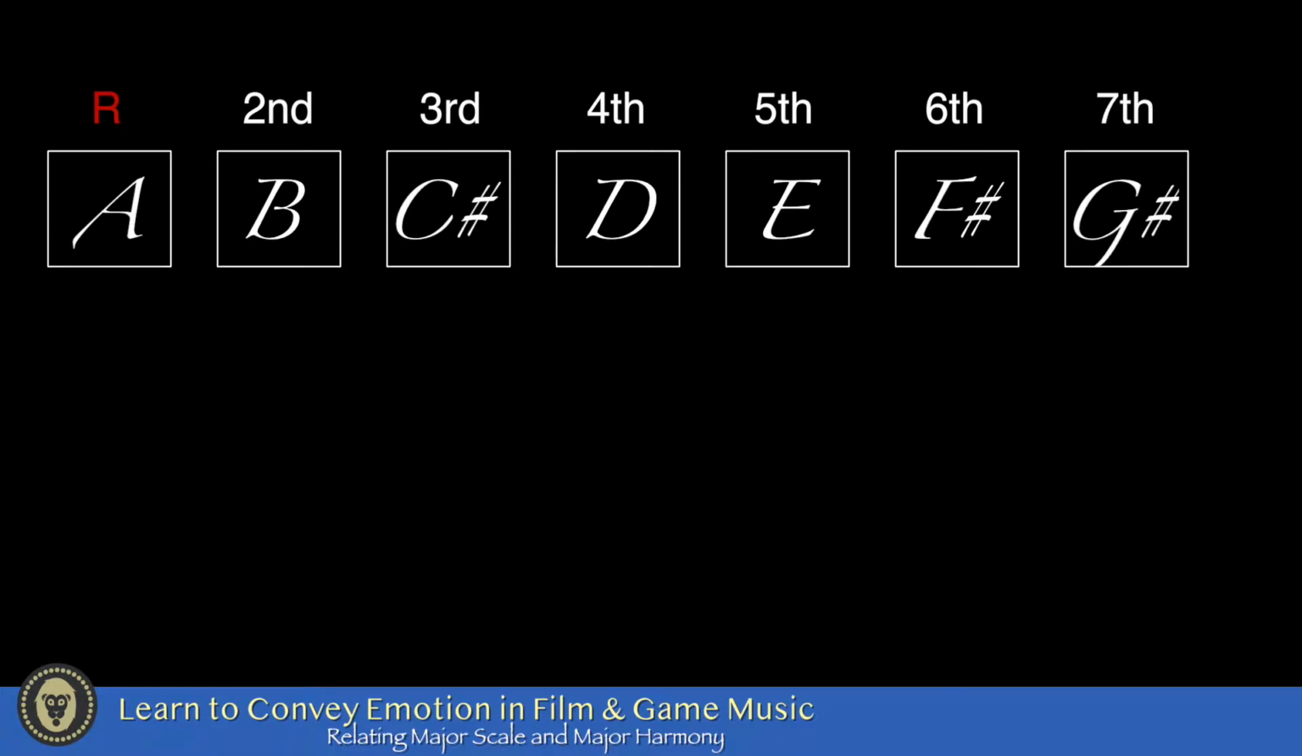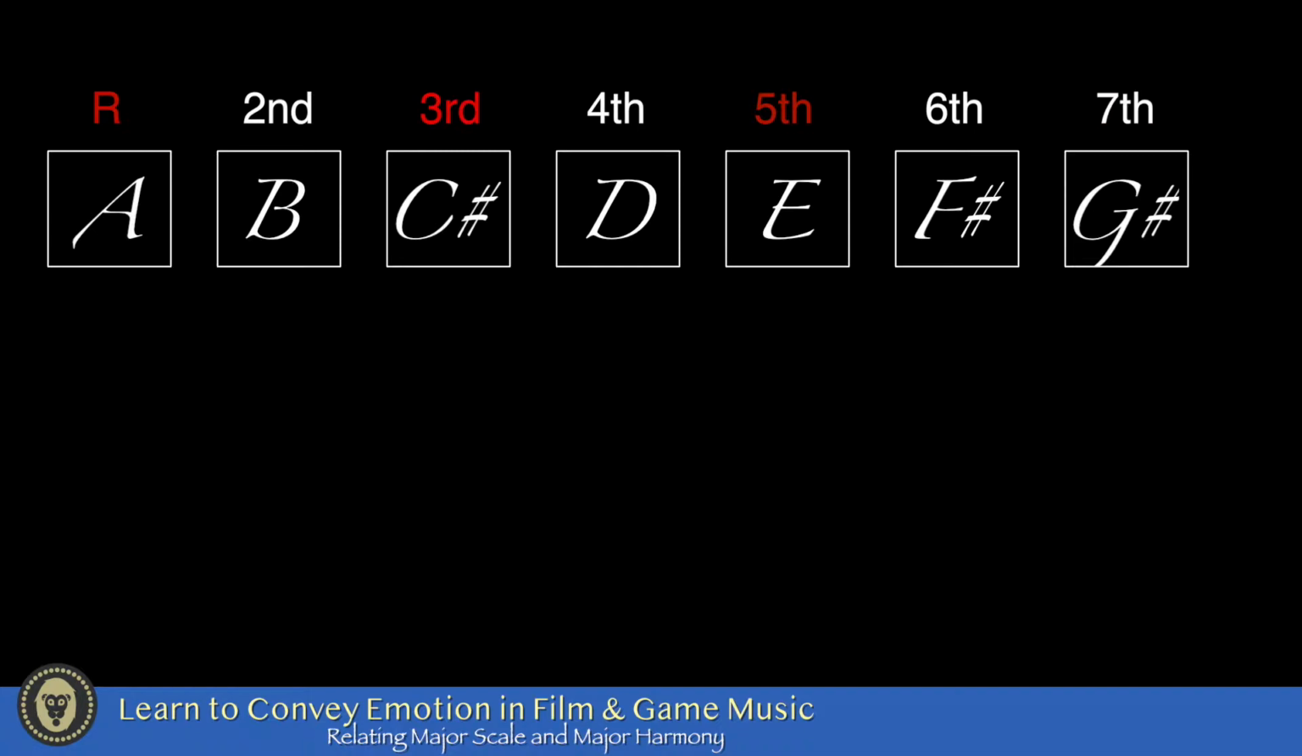If we take the root, the third, and the fifth, we get what we call an A major triad. If we add in G sharp, so we have A, C sharp, E, and G sharp, we get what we call an A major 7 chord. Now a triad only consists of 3 notes. A 7 chord typically consists of 4 notes. But let's return to this concept of a triad where we just have a root, a third, and a fifth.